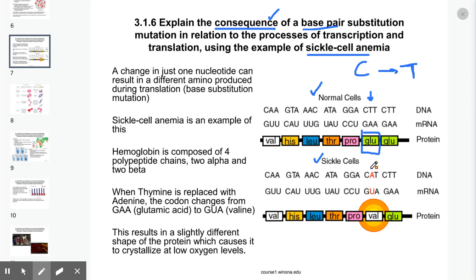However, if we've changed one letter, if we change that T to an A, we get a different codon on our messenger RNA, right? This is transcription, and then messenger RNA to protein is translation. By changing that one letter, now our codon is GUA, and we get a different amino acid in location 6 on this beta subunit of the hemoglobin protein. So what? How does this affect anything? So let's just move to the next slide.